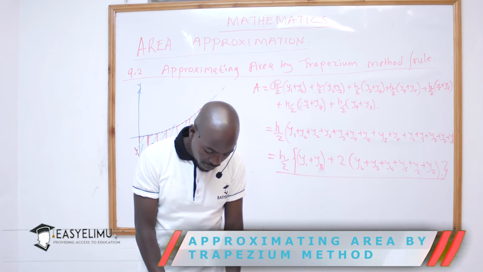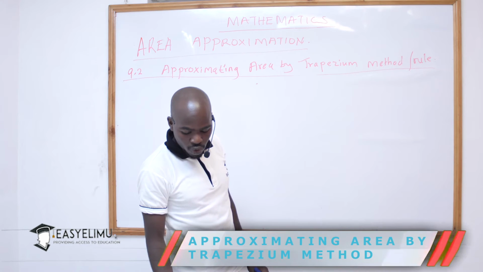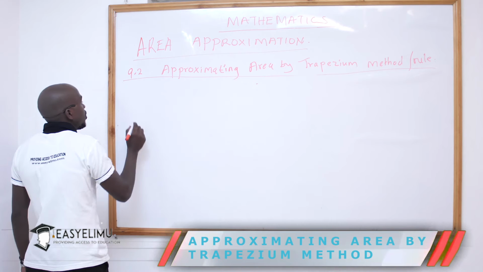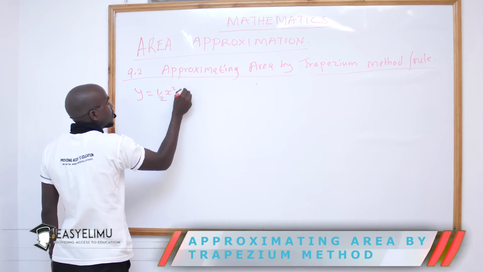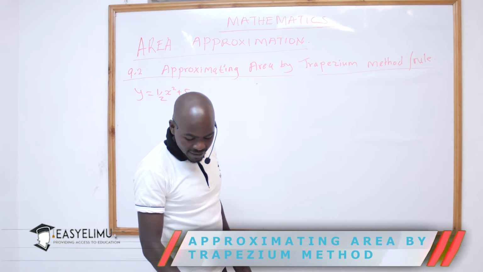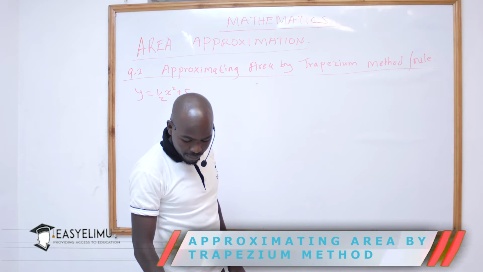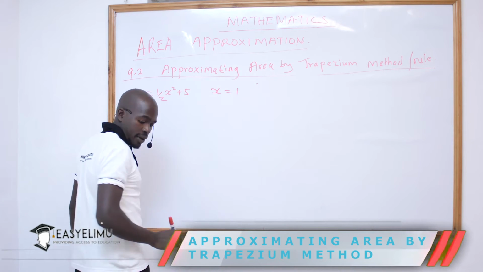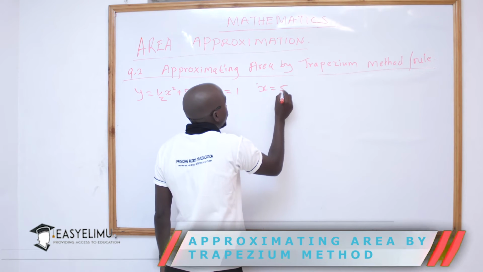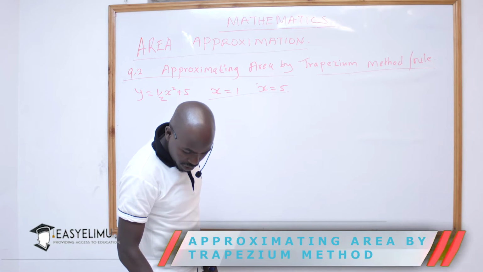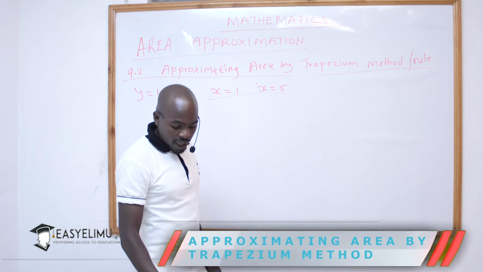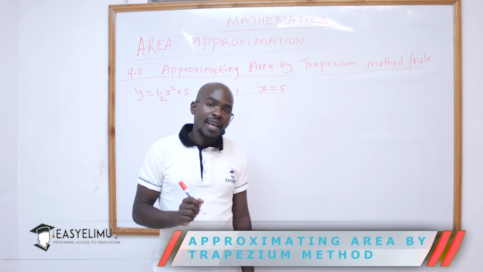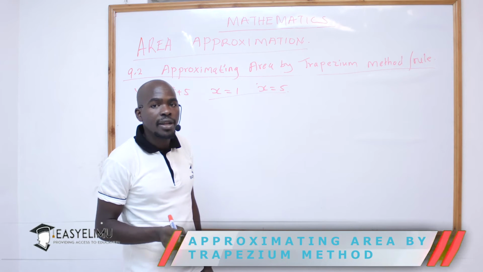We should handle one example here. Estimate the area bounded by the curve y equals a half x squared plus 5, with the x-axis and the lines x equals 1 and x equals 5, using the trapezium rule.